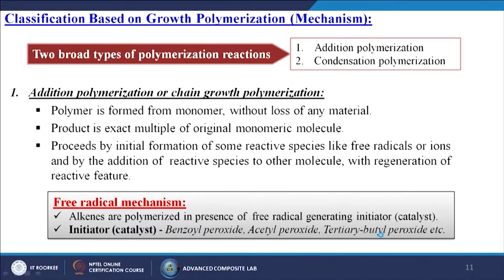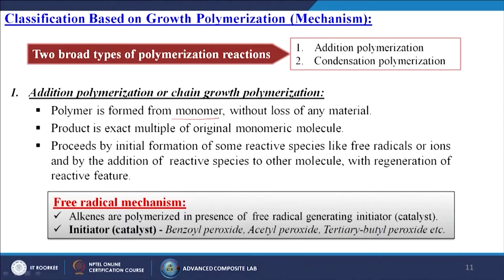Next we are going to discuss the classification based on growth polymerizations, meaning mechanisms. So, there are two types of polymerization reactions generally taking place. First one is called addition polymerization, second one is called condensation polymerization. What is addition polymerization? Sometimes it is also known as chain growth polymerization. So, in this particular case, polymer is formed from monomer without loss of any material. Product is an exact multiple of the original monomeric molecules.